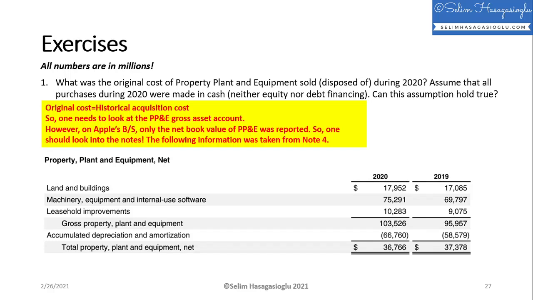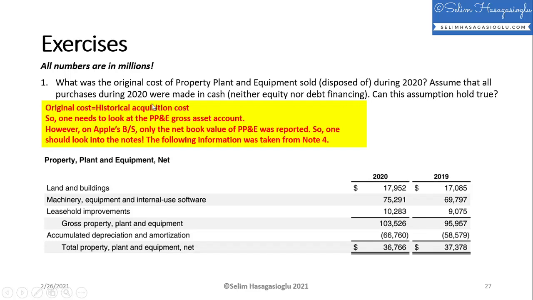I will continue with some real world examples from Apple. By using Apple's financial statements, I will try to answer these questions. Again, a quick reminder, all numbers are in millions. Question 1. What was the original cost of property, plant, and equipment sold or disposed of during 2020?